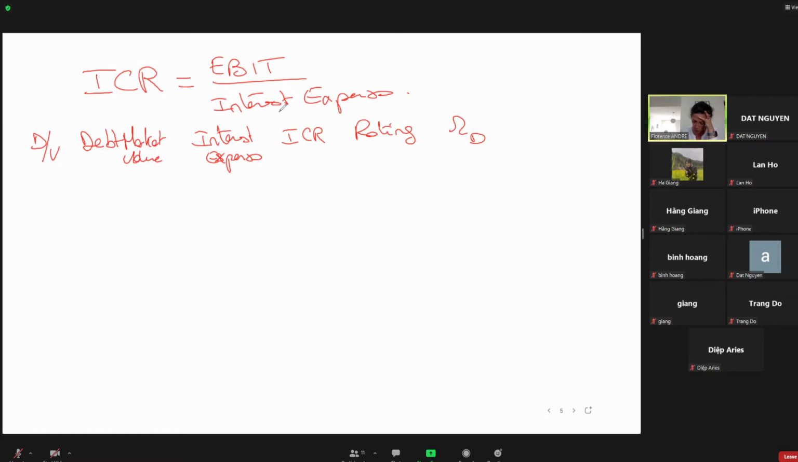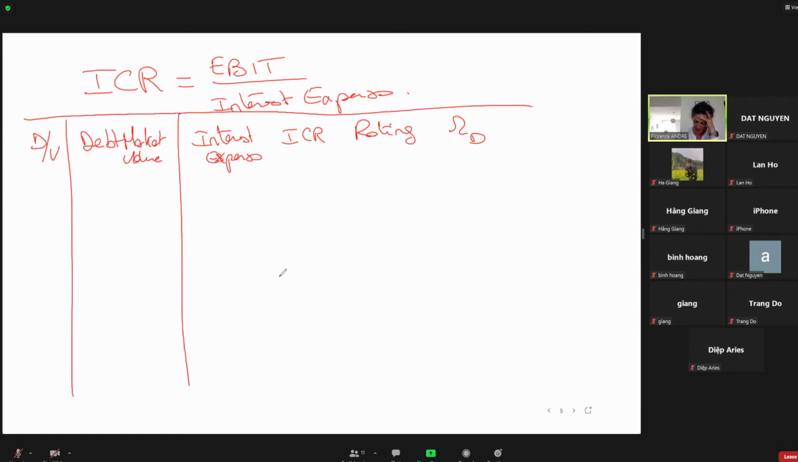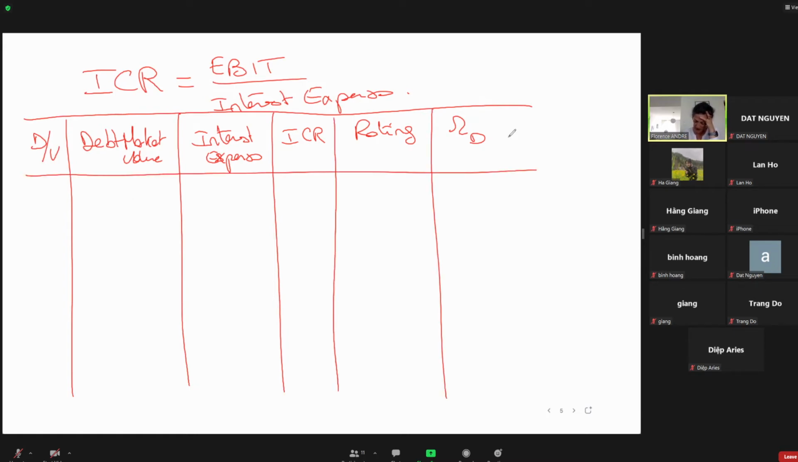So you take a table with a different variation of debt over V, in order to find RD. Can you try to do that? I give you 5 minutes to do it.